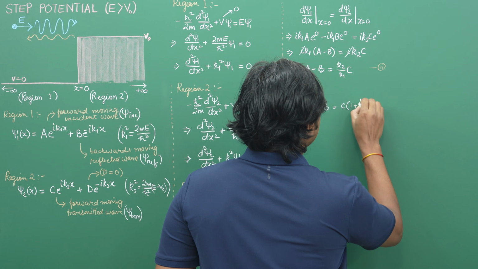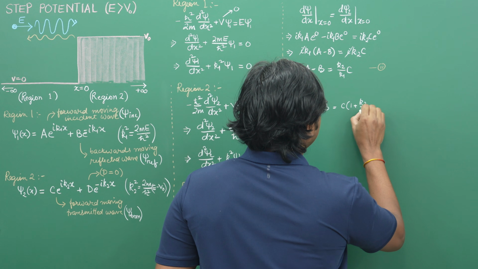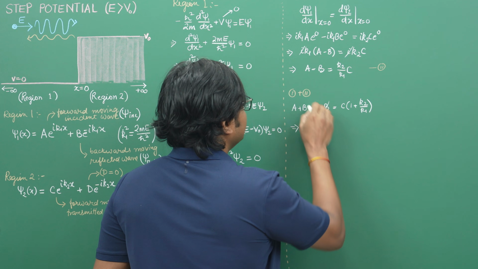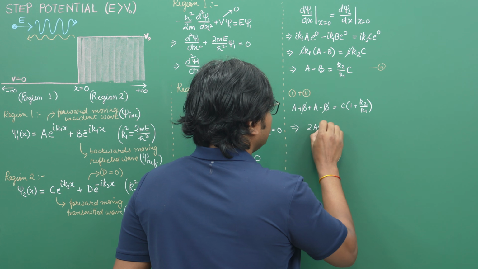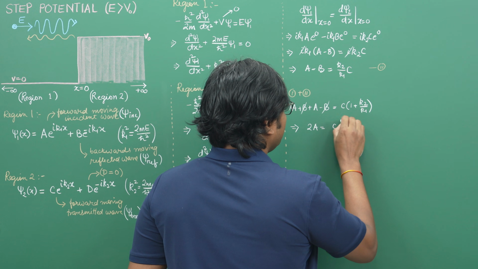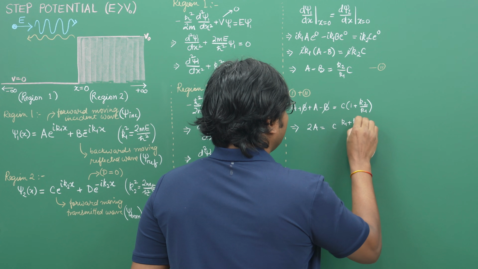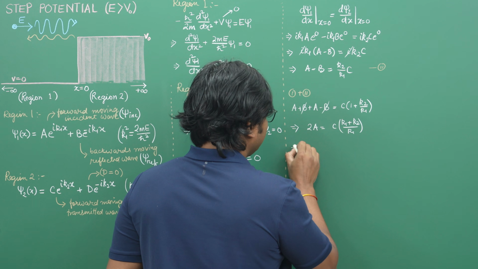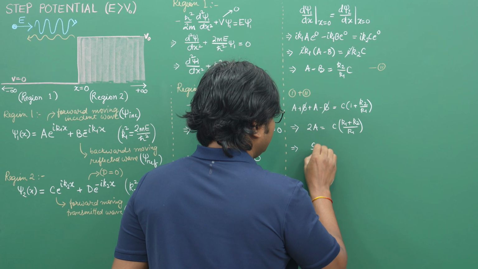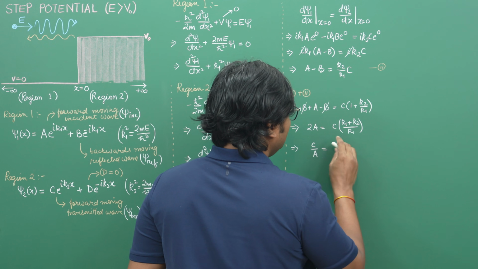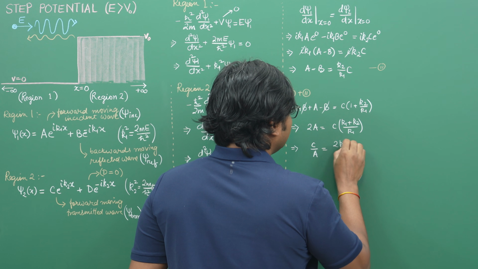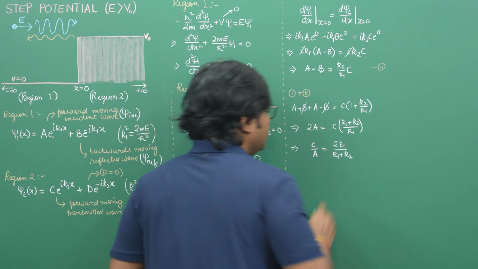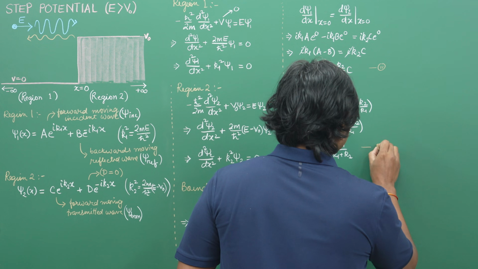So this becomes c1 plus k2 upon k1, that's it. So this becomes, b gets cancelled, 2a is equal to c times k1 plus k2 upon k1, and finally we have c upon a is equal to 2k1 upon k1 plus k2. That's it. Let's say that this is point number 3.